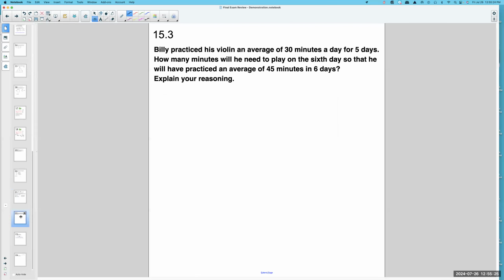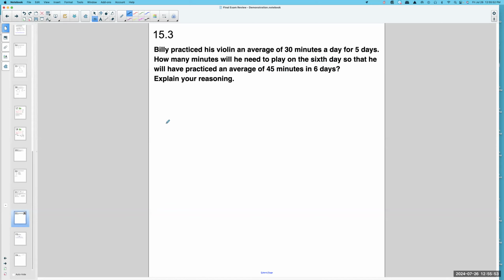Billy practiced violin an average of 30 minutes a day for 5 days. How many minutes will he need to play on the 6th day so that he will have practiced an average of 45 minutes in 6 days? Explain your reasoning. Okay, now off the bat, 30 minutes a day for 5 days. I'm going to practice one more day and jump my average all the way up to 45. It's going to be a long day. I can already tell I'm going to have to play a lot of violin here.